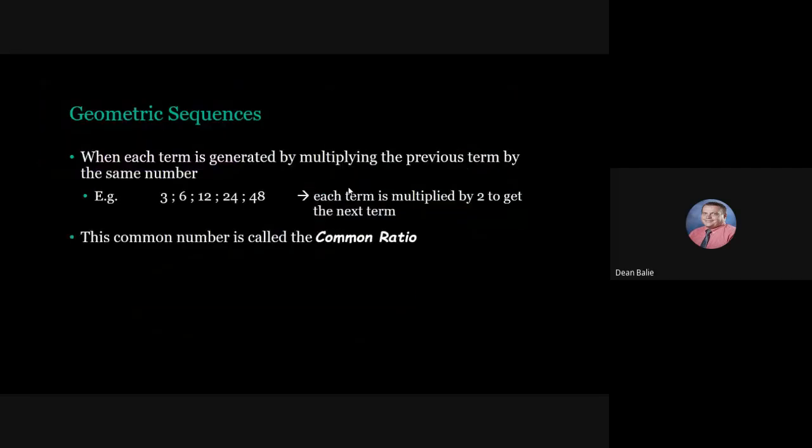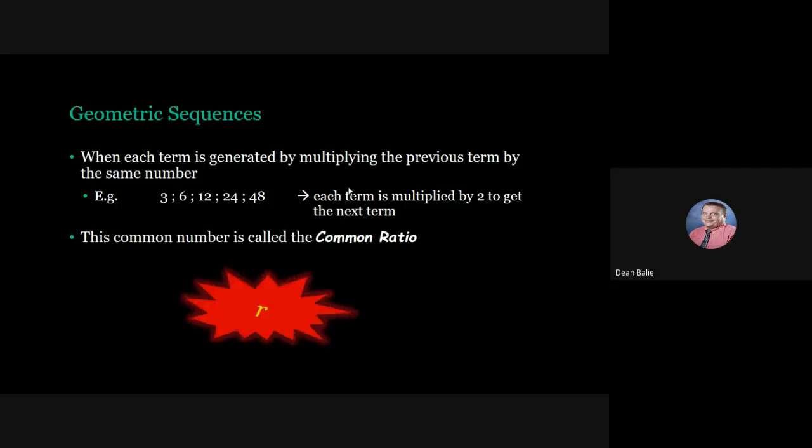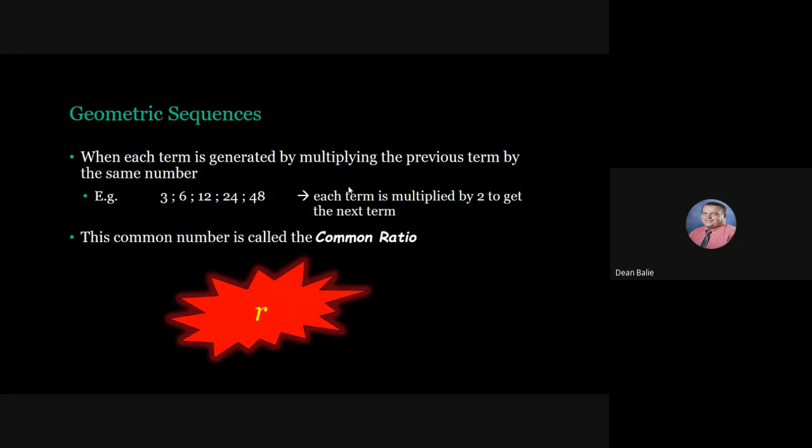Okay, we then went on and we had a look at a new type of sequence, and this was a geometric sequence. Now, a geometric sequence is generated when we take each term and multiply it by the same value. Okay, so for example, 3, 6, 12, 24, 48. Each term is multiplied by 2 in order to generate the next term. Okay, and this common number, that 2 in the previous example, is what we call the common ratio. And we represented it by the letter R.